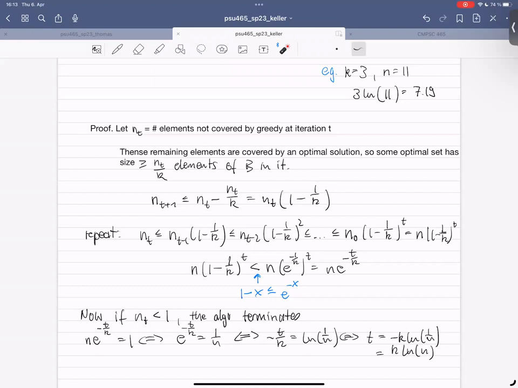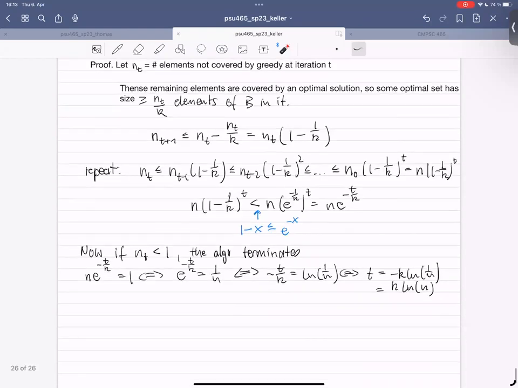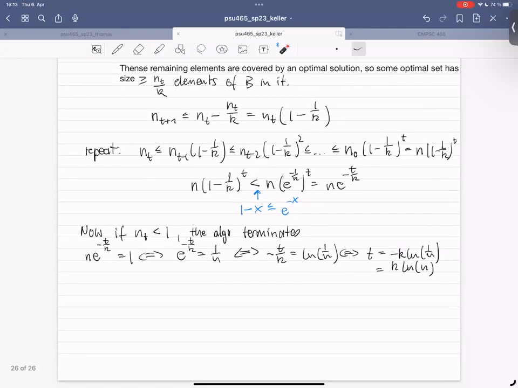So in the next iteration, it will take the one set. And of course, all the sets in the optimal solution are sets that you can pick. It will pick the set that is covering the largest number of elements. So the one that covers the largest number of elements must cover, therefore, at least that number, namely nt over k many elements.